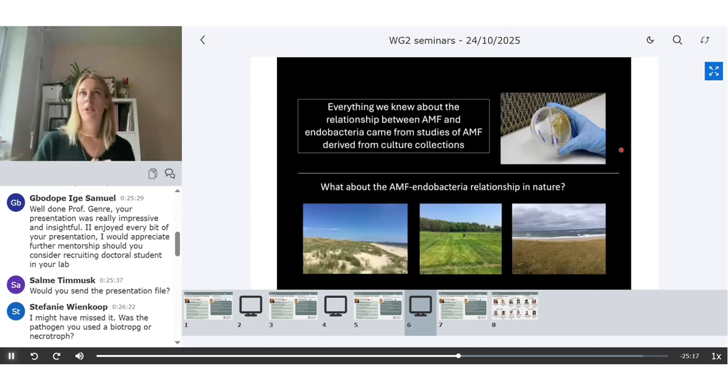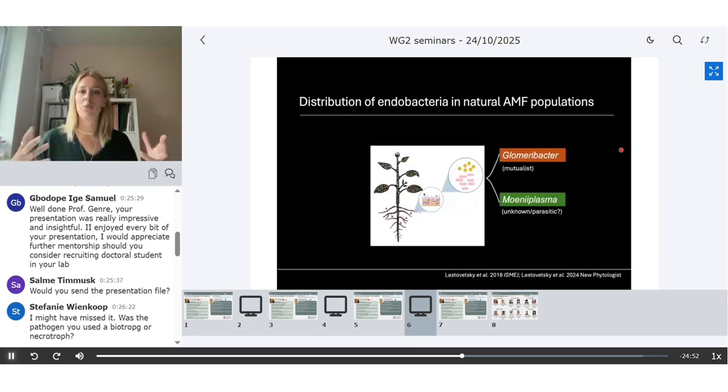So when I began my work on AMF and endobacteria, everything we really knew about the relationship between AMF and endobacteria came from studies of AMF which were themselves derived from culture collections. And nothing was really known about this relationship in nature. So I wanted to know how common endobacteria actually are in nature, and what the distribution patterns of these endobacteria are in natural AMF populations.